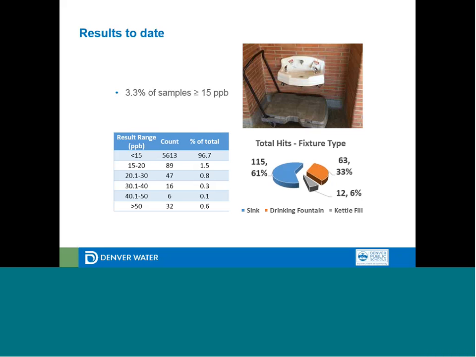And as you can see, there's a range in it. The count of samples that tested high drops, but then we get into the greater than 50 parts per billion where we see a little spike. And there's a few things going on there that we'll talk about in a little bit, but it kind of gets into fixtures that are just never used, or someone had put up a whiteboard behind a sink and they just sit. And so what we found is that about 60% of our hits have been sinks, 33% have been sourced from a drinking fountain, and 6% have been from kettle fills and kitchens, which we found are also pretty rarely used.